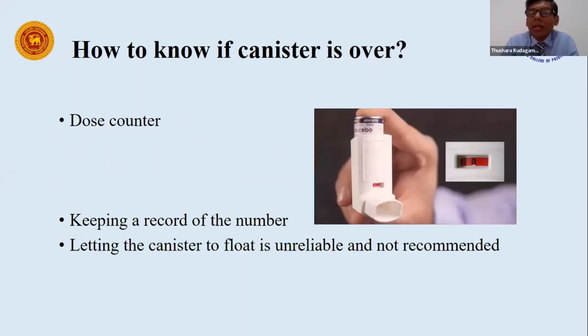Now, this fact about whether you know the canister is over has been brought up by Prasad as well earlier. You can make use of a dose counter, but the MDIs that are available in the government sectors don't have dose counters, though two of the main companies have dose counters incorporated in the devices. But what we can do is keep a record of the number of actuations that you are doing. Using the canister float method to see whether it's over is not recommended.